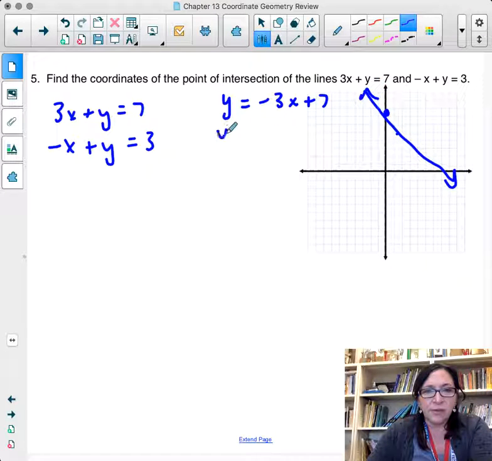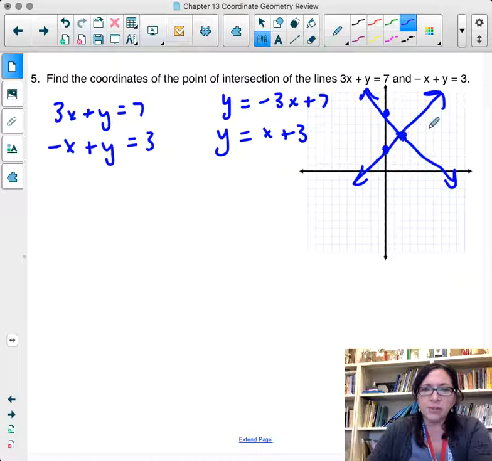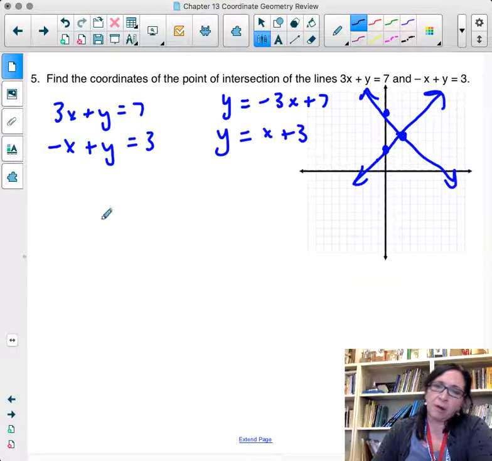This one is y equals x plus 3, starts up 3, goes up 1 over 1, and so this graph is going to go like this. So we are going to intersect somewhere over there. I want to know where we're going to intersect. So in order to do that, we have, I don't know, maybe 5 or 6 ways to solve that. You can solve it by elimination. You can solve it by substitution.